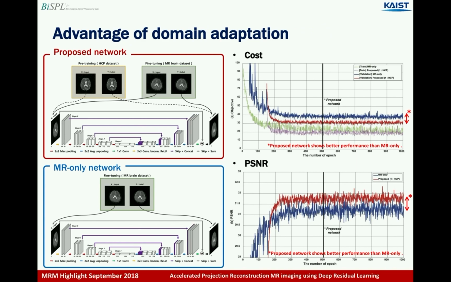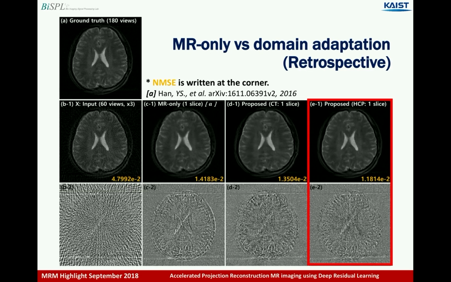These slides show the advantage of domain adaptation. The red one is the proposed concept, and the blue one is the network trained only with MR data. For cost and PSNR value, the proposed method showed better performance than the MR-only case. These slides illustrate the difference images. The MR-only case has more artifacts than the proposed method.